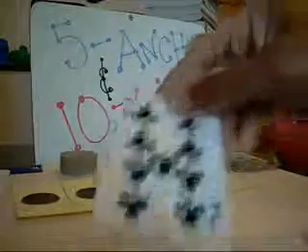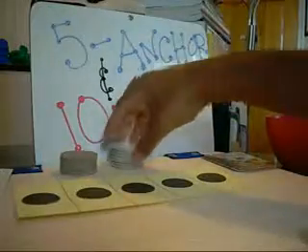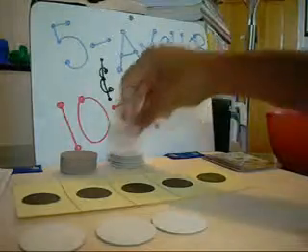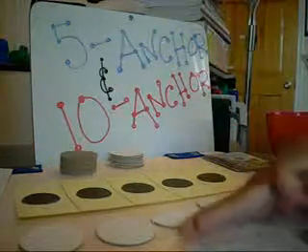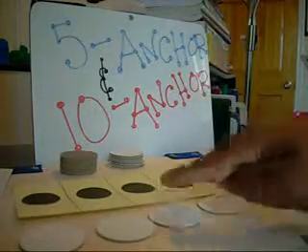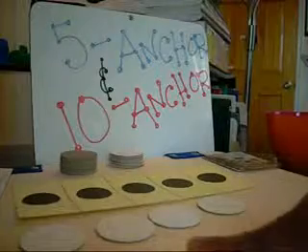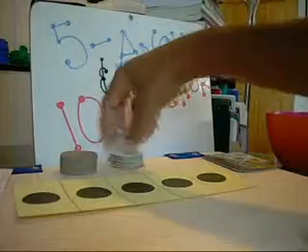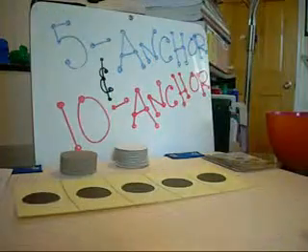Again, the number 9. So 5, 6, 7, 8, 9. So 5 and 4 more is 9. 1, 2, 3, 4. 9 minus 4 gives you 5.